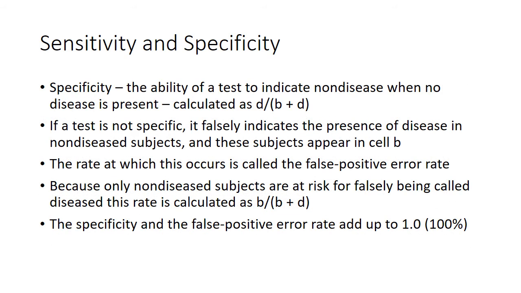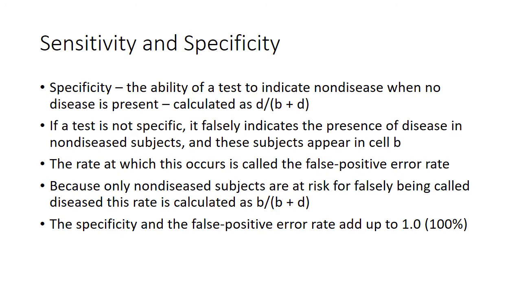Now, specificity is the ability to indicate a person does not have disease when no disease is present, right? So you're looking for the ability to actually get true negatives when the disease is not present. It is calculated very similarly to sensitivity, but your variables change, where D is in the numerator, the true negatives: people had no disease and the test was negative. You divide that by D, your true negatives, plus your false positives.